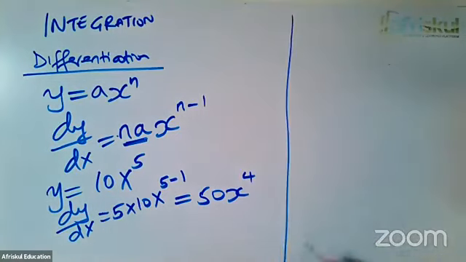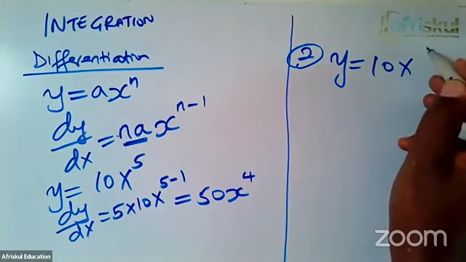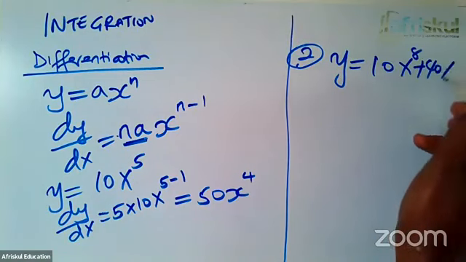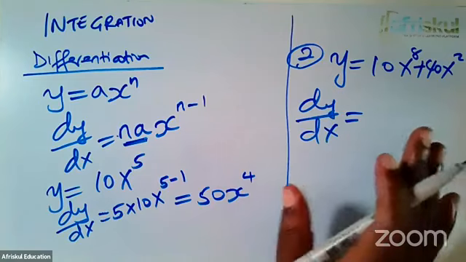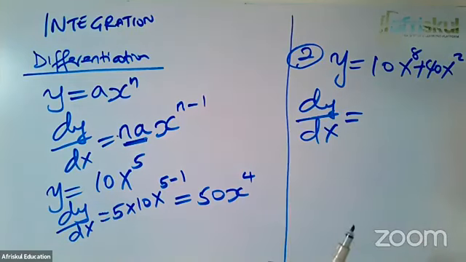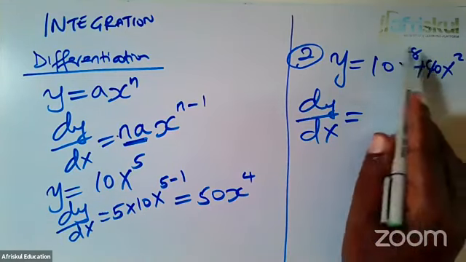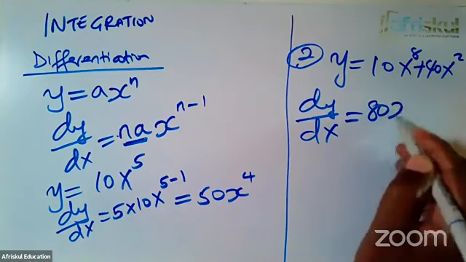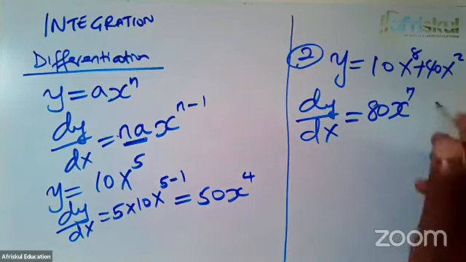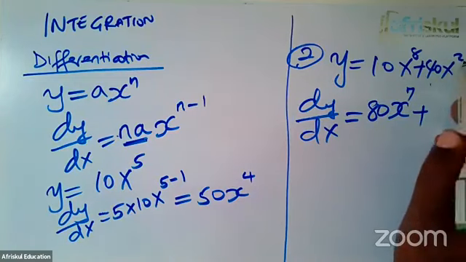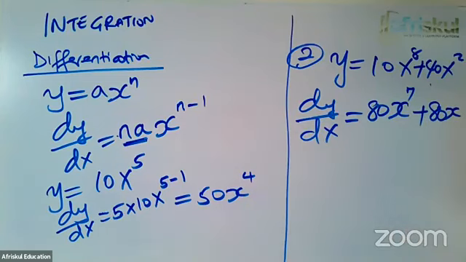Example 2. If you're given y equals 10x raised to power 8 plus 40x squared, then how do we get dy over dx as a quick recap of what we've been doing in these particular classes? Our dy over dx will be equal to, of course, the 8 has to drop down first, which will give us 80x raised to a reduced power, which will be 7, plus, here we have 2 coming down, which also coincidentally gives us 80x raised to a reduced power.